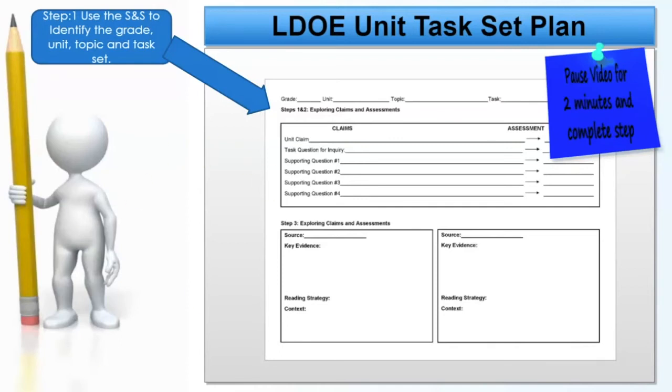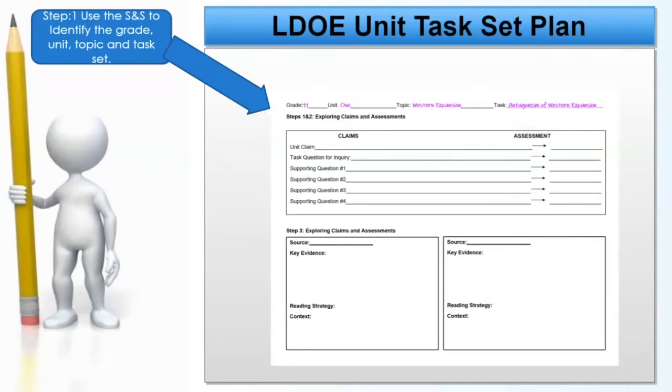Now that you've had a chance to look for that information, for this unit, Unit 1, you'll find the information listed is for Grade 11, Unit 1, topic is Western expansion, and the task is antagonism of Western expansion. Now, we'll move on to the next step.